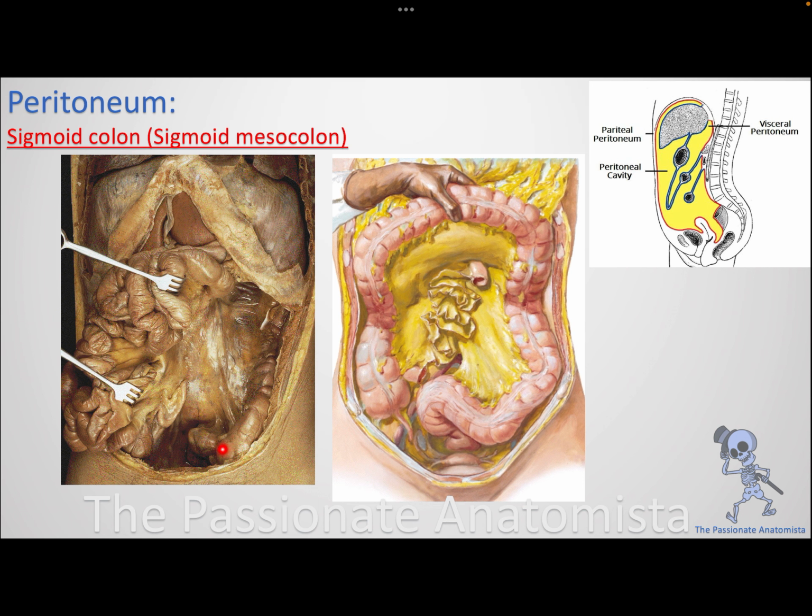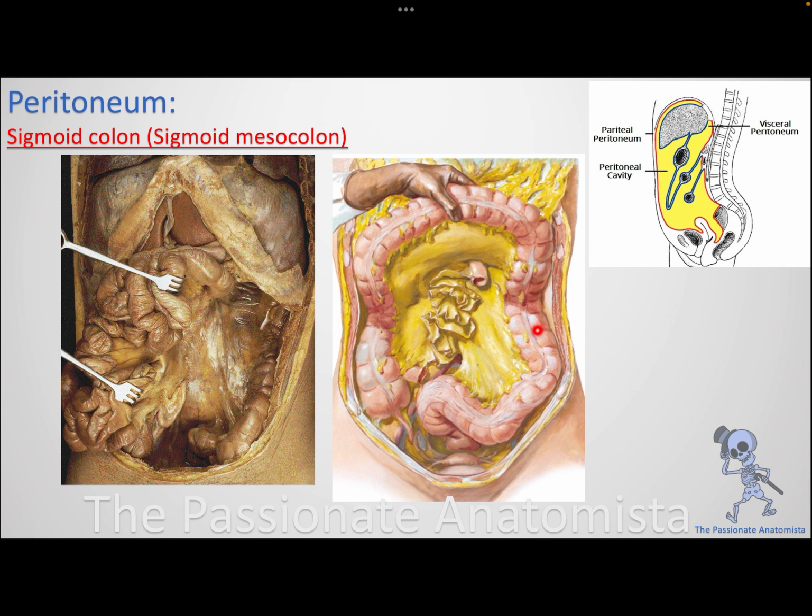If you look at the sigmoid colon, you can see that this structure here, the ligament that attaches the sigmoid colon to the posterior abdominal wall, is the sigmoid mesocolon. The same idea, the same concept. That part of the colon could successfully invaginate into the double layers of peritoneum. That's why it attained a ligament that suspended that organ to the posterior abdominal wall.